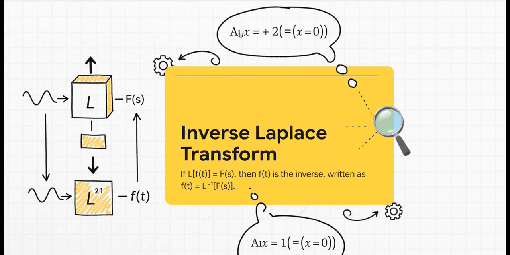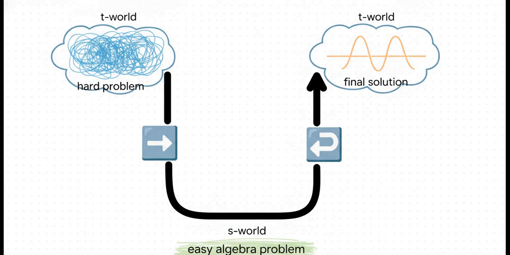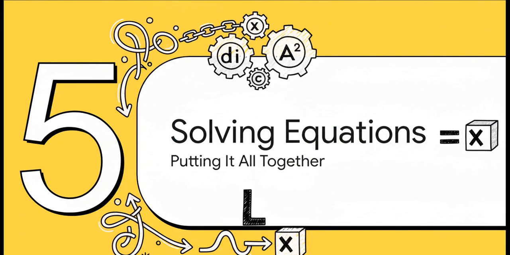It's our undo button. It takes our algebraic solution, our F of s, and translates it right back into the time domain function, f of t, that we were looking for all along. So, I want you to picture this whole workflow as a round trip. You start with a hard problem here in the t world. You pack your bags, take the Laplace transform over to the s world, where the problem is way easier. You solve it there using algebra, and then you take the inverse transform to come right back home with the solution in your hand. Okay, theory time is over.